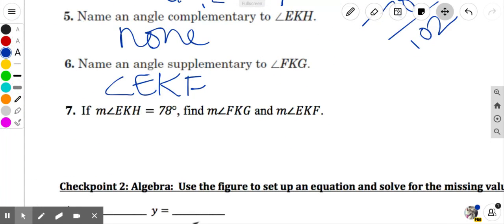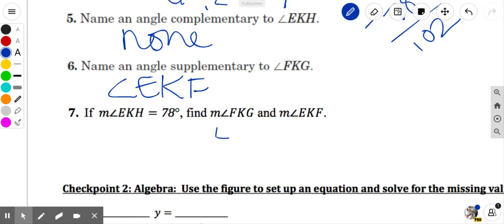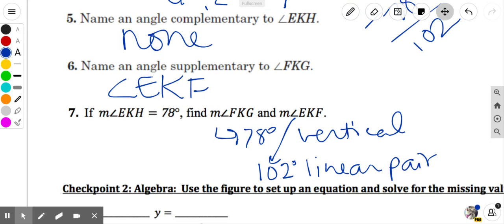So down here, FKG was 78 because they were vertical. And then this one here was 102 because they are a linear pair and they add to 180. So that's just some basic naming practice with the terms.